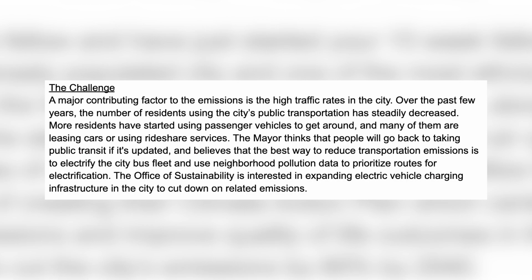The mayor thinks that people will go back to taking public transit if it's updated, and believes that the best way to reduce transportation emissions is to electrify the city bus fleet and use neighborhood pollution data to prioritize routes for electrification. The Office of Sustainability is interested in expanding electric vehicle charging infrastructure in the city to cut down on related emissions.